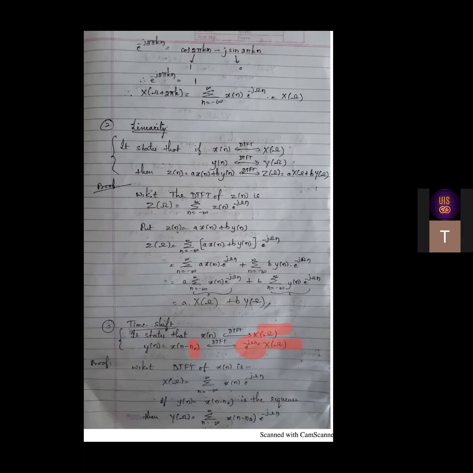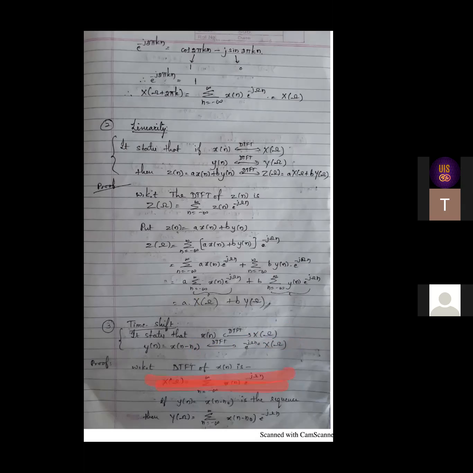So that n naught is the amount of shift that has occurred in the sequence. So let us go for the proof for this. We start with the proof. We will start with the definition of DTFT. This is our equation. We have already seen this. The equation for DTFT x of omega. Input is getting shifted by n naught times. So we will replace this input x of n by x of n minus n naught, and I will assign that as some signal y of n.